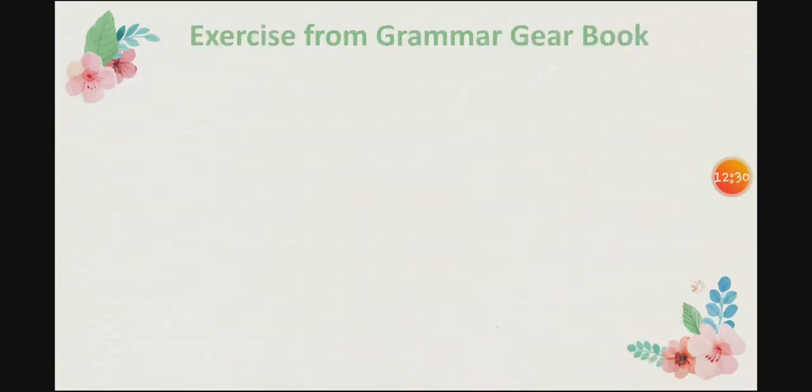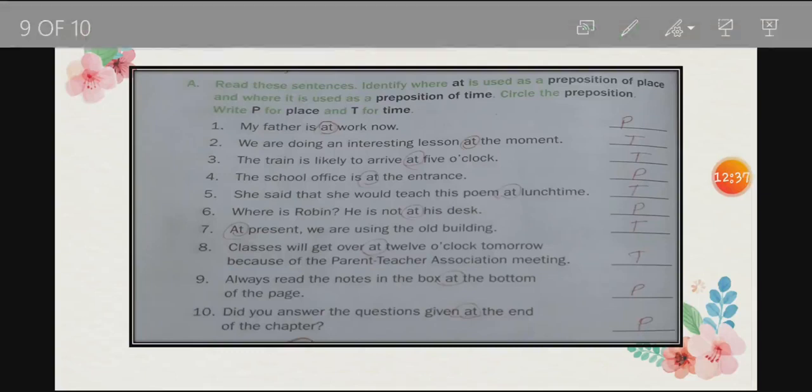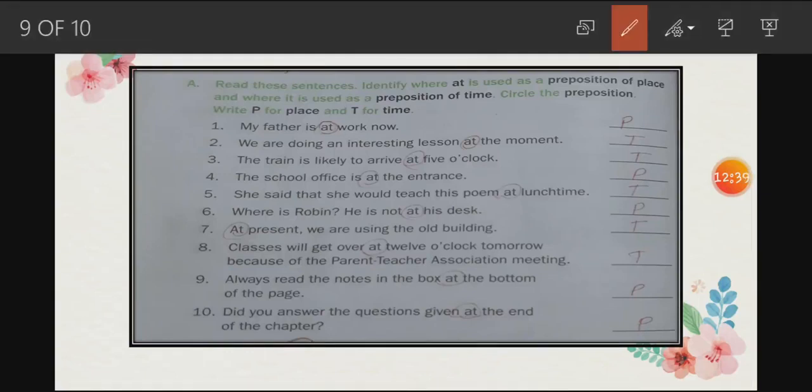Exercise from the grammar gear book. That will be in your grammar gear book. So look here. Let's follow the instruction first. What is the instruction? Read this instruction. Read these sentences. Identify where "at" is used as a preposition of place and where it is used as a preposition of time, and circle the preposition. Write P for place, write T for time.